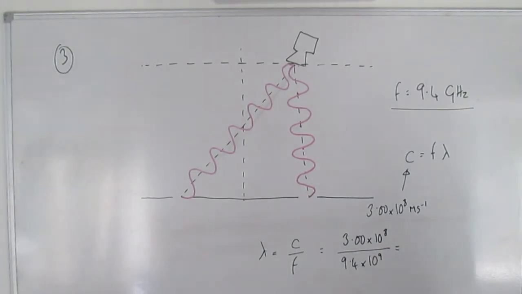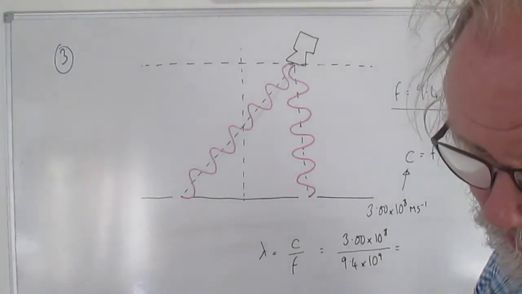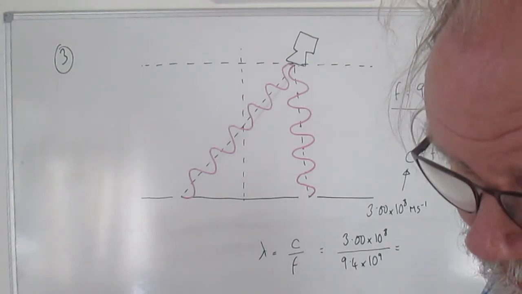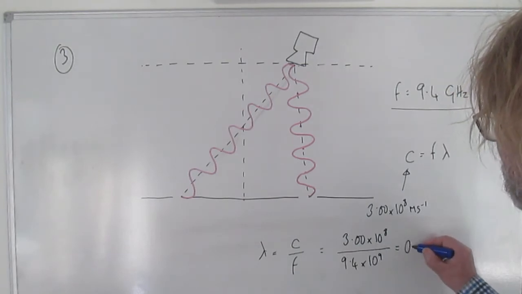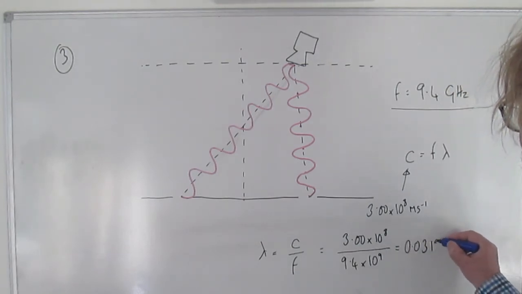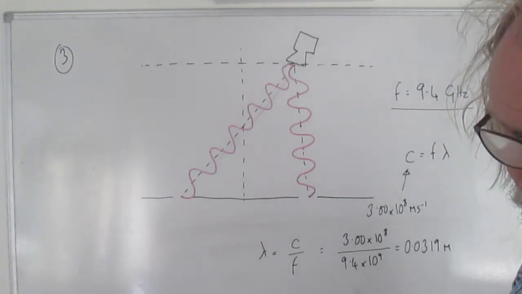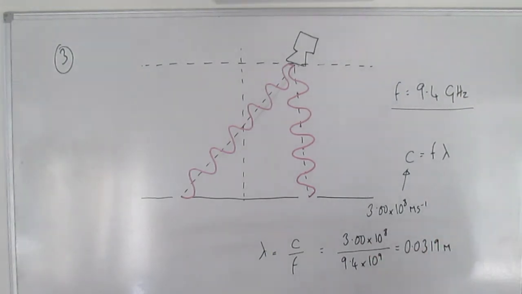If you put that in the SI unit, and if you work that out, you get 0.0319, and that will be in meters, because it's the wavelength, and you could round that to two significant figures, given that you've got that. So you could say 0.032 meters to two significant figures.